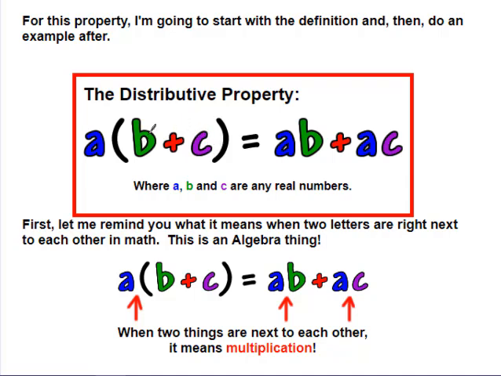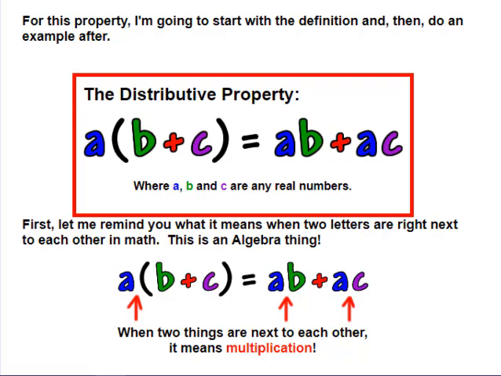And you pass it out through multiplication. And you can remember that because A, right next to a parenthesis, means to multiply. So I'm going to multiply A times B to get AB plus A times C to get AC. Now, if these things were alike, I could add them together. But in this particular case, they're not. So I have to leave them just as they are.